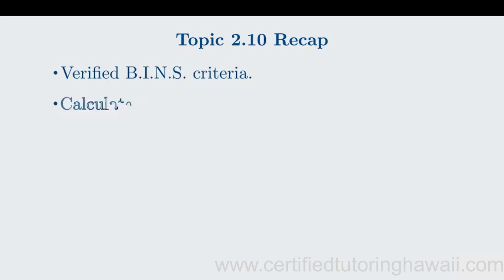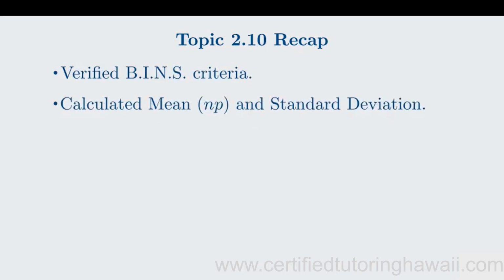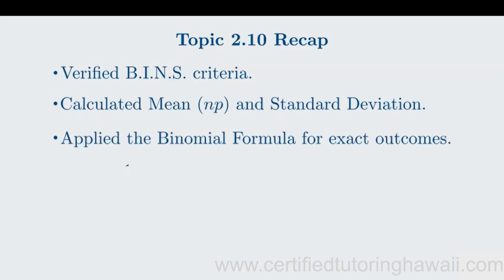Today, we covered the essential knowledge for topic 2.10. We verified the BINS criteria, calculated the mean, np, and standard deviation, and applied the binomial formula for exact outcomes. You can now justify if a variable is binomial, calculate its parameters, and interpret those values in context.